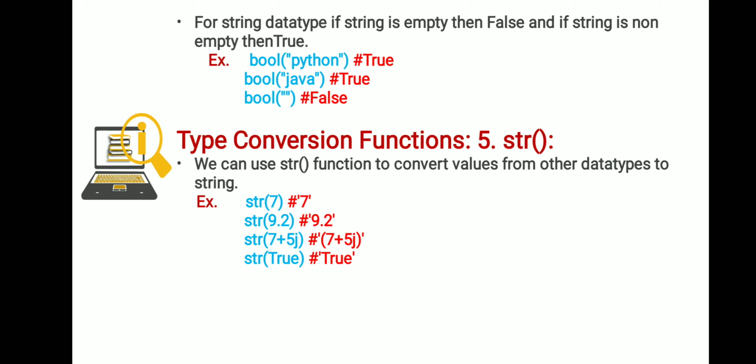Now 7 is an integer value and it will be converted into string 7. Then str of 9.2, so 9.2 is a floating point value, so it will be converted into string of 9.2. Then str of 7 plus 5j, so 7 plus 5j is a complex number, so it will be converted into a string of 7 plus 5j. Then str of True, so this is a boolean value, so it will be converted into string True. So this is all about the string type conversion function.